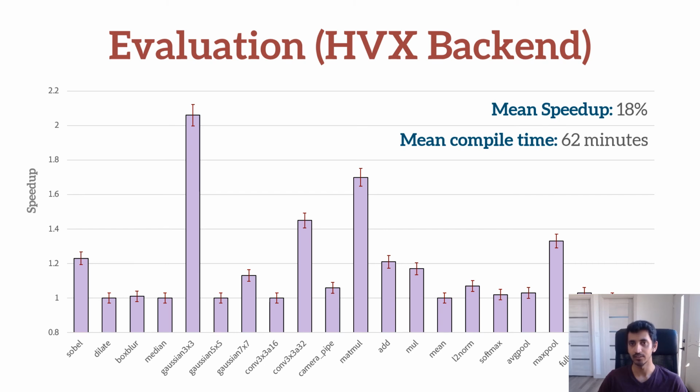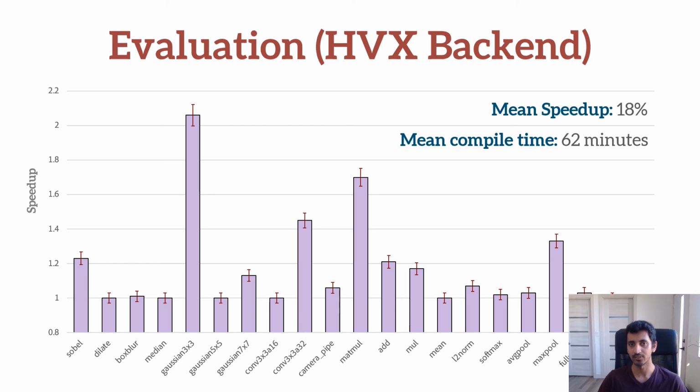On the y-axis, you can see the speedup observed by using our instruction selection algorithm over Halide's backend. 10 of the 21 benchmarks show non-trivial performance improvements, with speedups as high as 2.1x in the case of the Gaussian blur. Another 10 benchmarks showed identical performance, and only one benchmark showed a performance degradation.